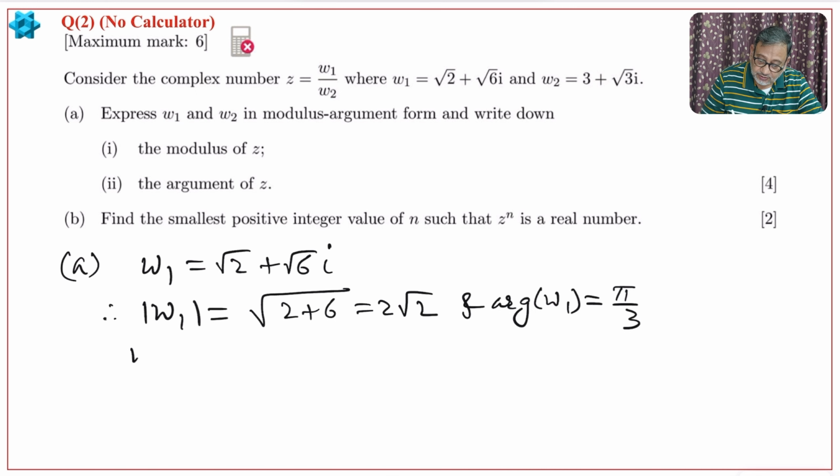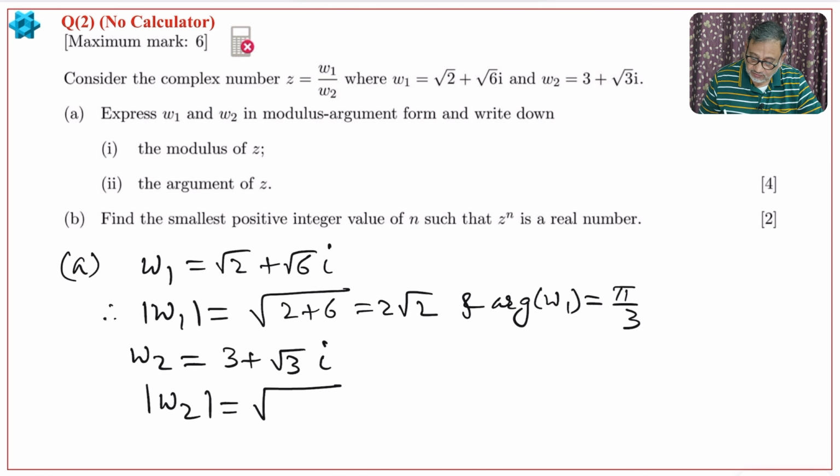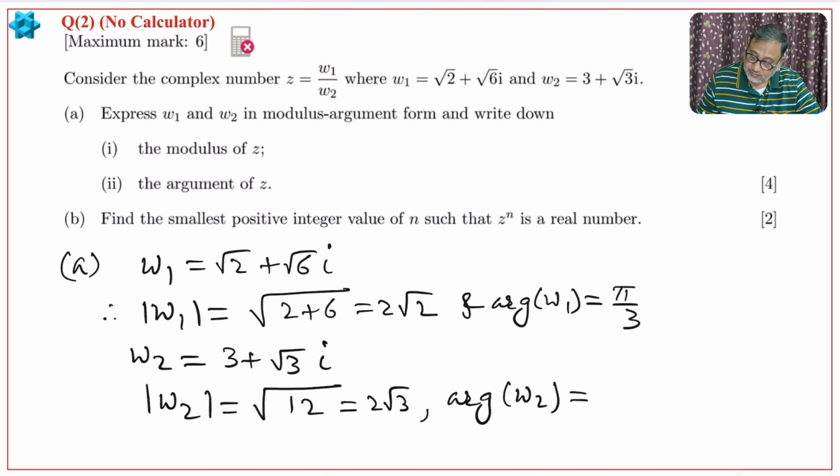And w2 is, or first let us write w1 and w2 in the modulus and argument form. So let me write this also, 3 plus root 3i. So modulus of w2 will be square root of 3 square 9, 9 plus 3 12, 12 will be 4 times 3 12, so 2 root 3, and argument of w2 will be root 3 by 3, which will be 1 upon root 3, means pi by 6, right? So these are the modulus and argument of w1 and w2.